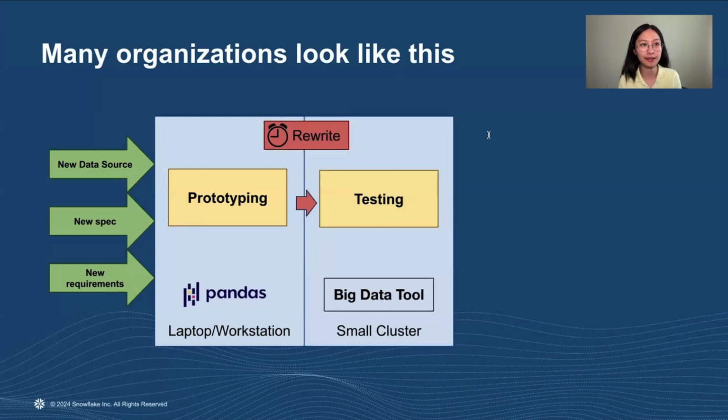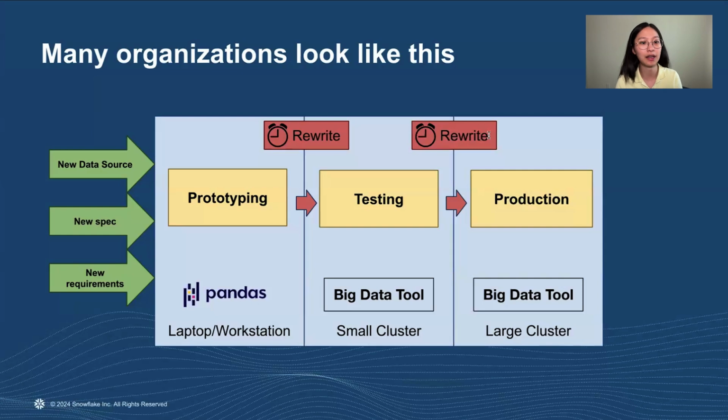However, the trouble is that the moment you need to look at more data, maybe when you're testing or productionizing on a larger sample of the data, this picture starts to break down. As we saw earlier, Pandas, which is the tool you're using for the prototyping phase, doesn't scale to this phase.